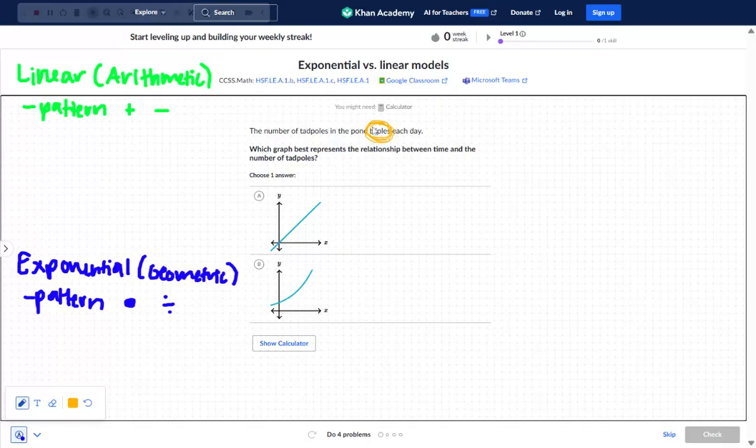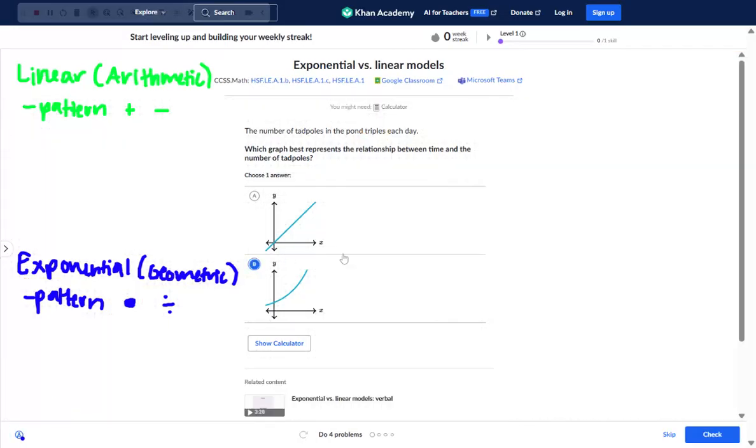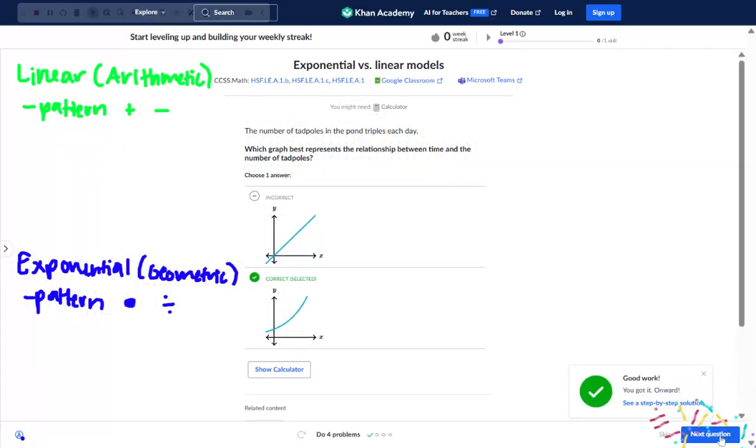If something is being tripled, right, we're thinking, what could that mean? Something is being tripled, it's like we're multiplying by 3. Interesting. We're multiplying. We know that whenever we multiply, it's going to be exponential. So we're looking for the exponential graph, which should be B.